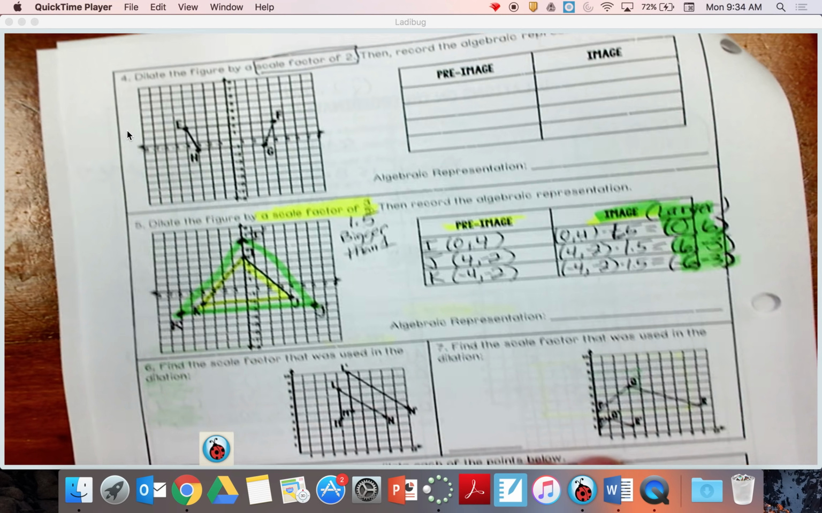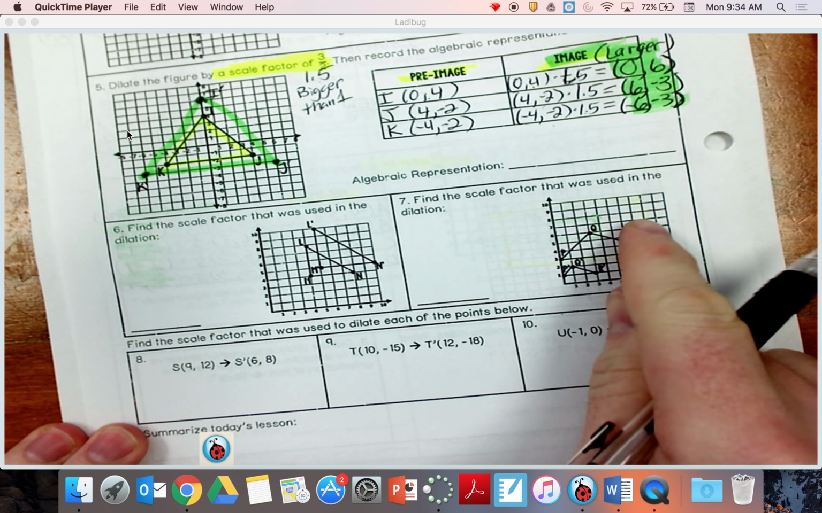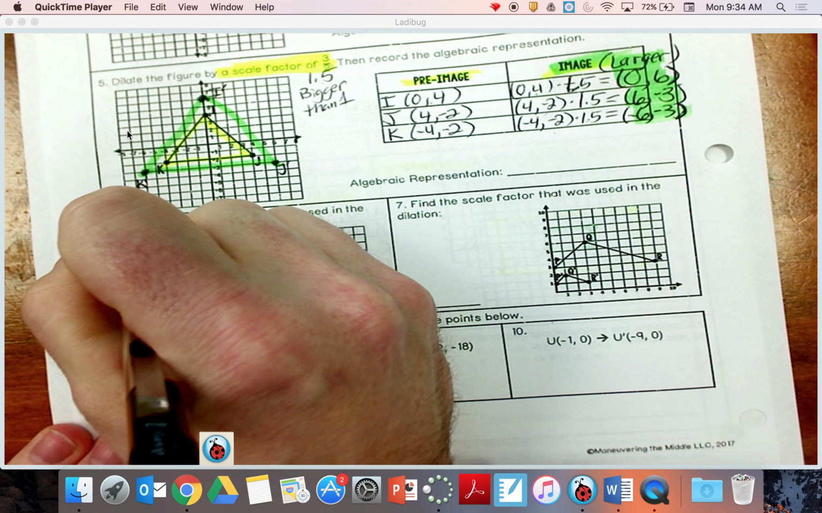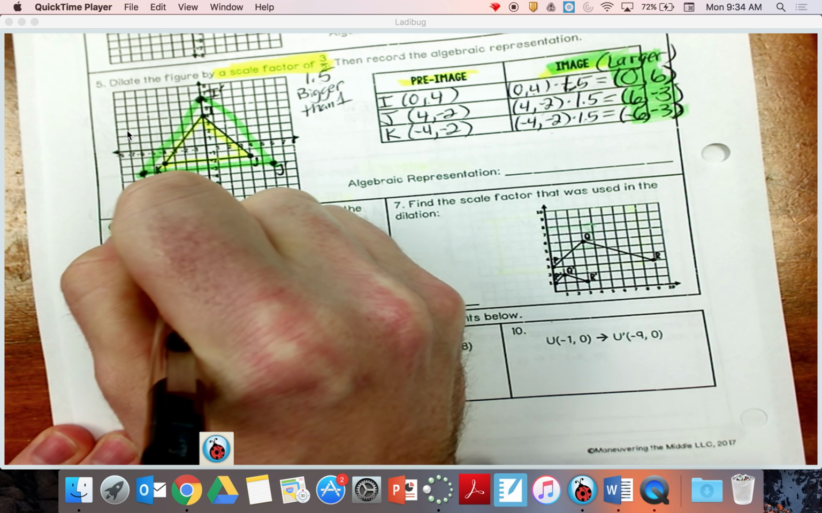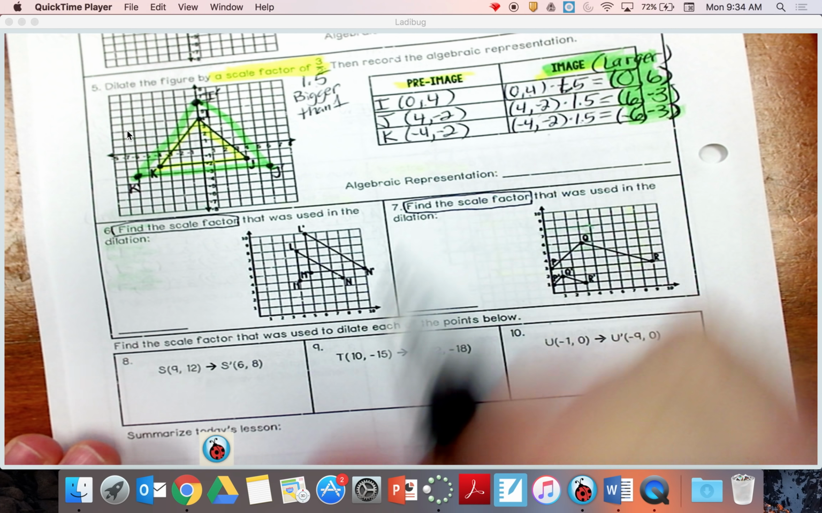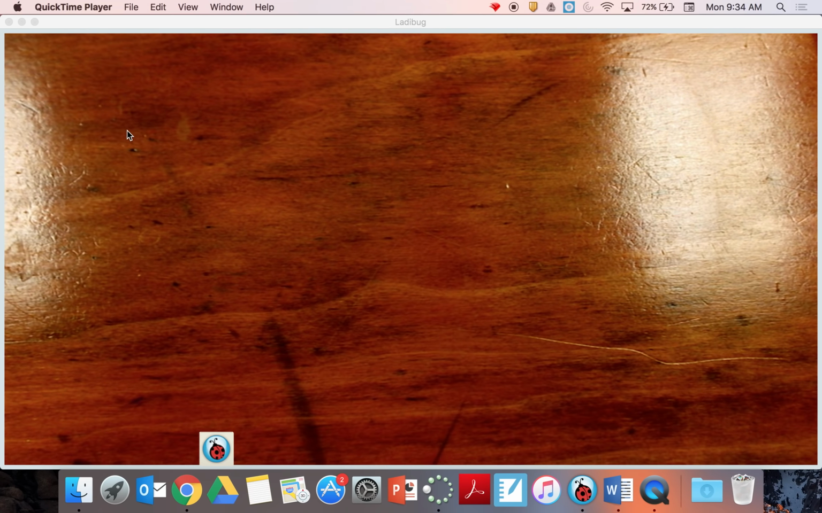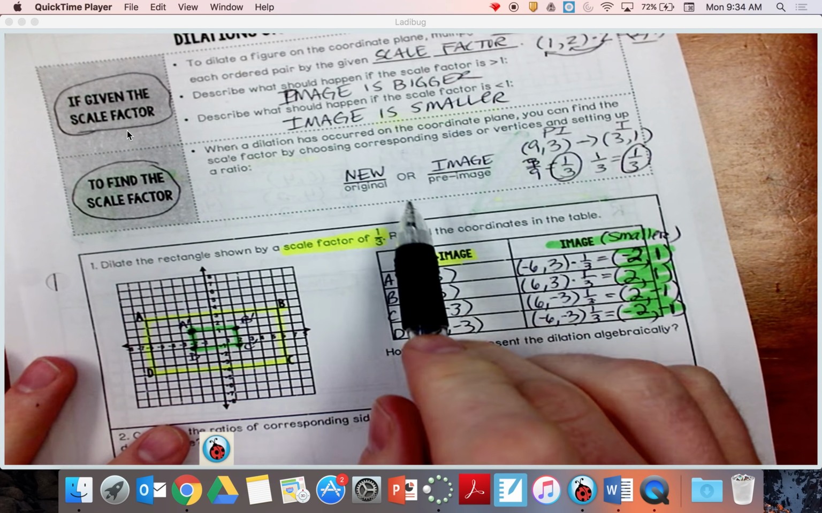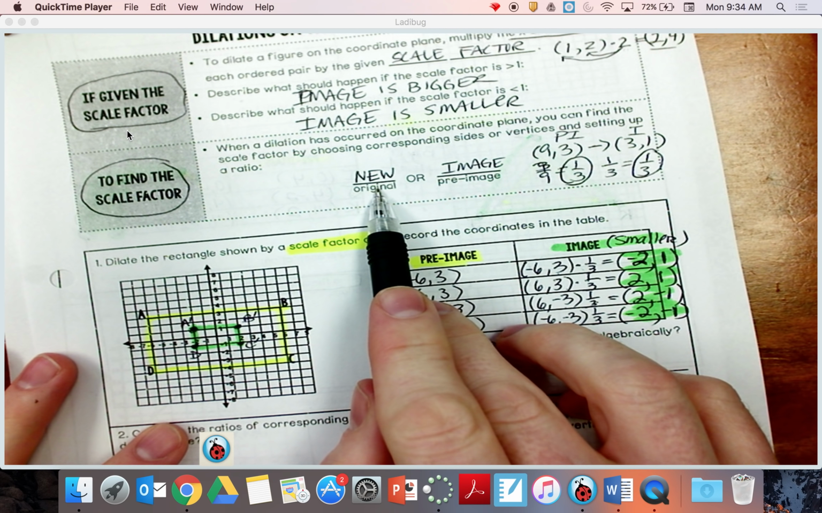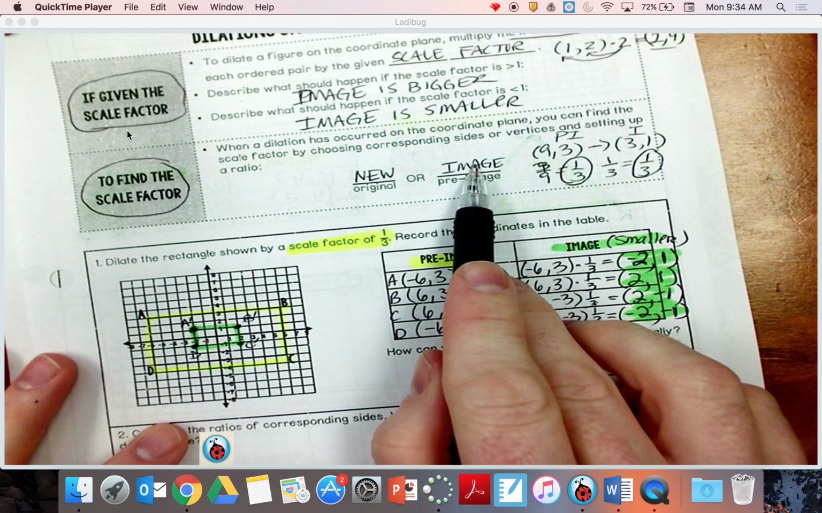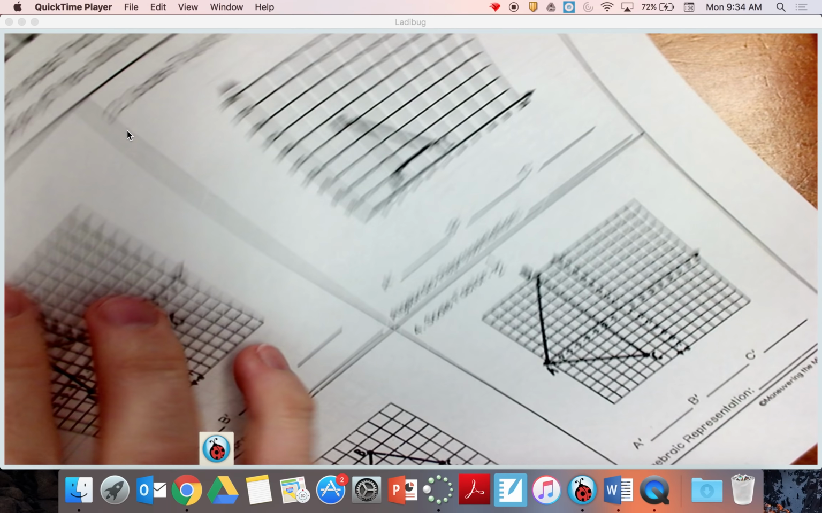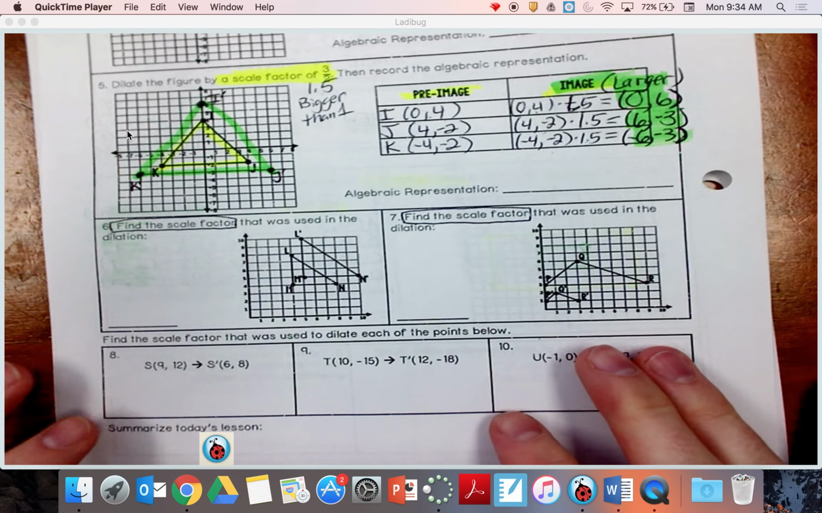But what happens now if they give you the two shapes and you need to find out what is the scale factor being used? That's what I'm trying to find out here. I want to know what did they multiply by to get the new shape that they have. And that goes back to what we lead to in this page right here. I have to use this ratio of the new image divided by the original image, or my image divided by the pre-image in this case. So let's take a look at those and see how we can do those parts as we go forward.